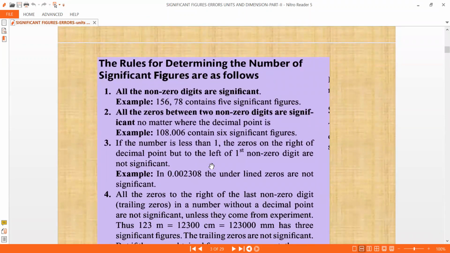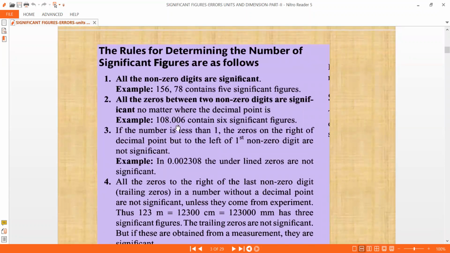What are the rules of determining the number of significant figures? All the non-zero digits are significant. For example, 15678 contains 5 significant figures. All zeros between two non-zero digits are significant, no matter where the decimal point is. It doesn't matter what the position of the decimal point is. You have 108.006, for example. Between 8 and 6 these zeros are there, and those are also significant.